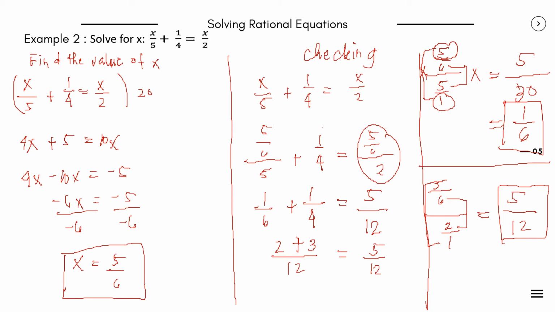So, ngayon, 2 plus 3 is 5 over 12 is equals to 5 over 12. Now, as you can see, our solution is true. Okay, we proved that 5 over 12 is equivalent to 5 over 12. So, that means our equation, ito equation na to, is true. That means the equality is true, based on our checking. Okay?